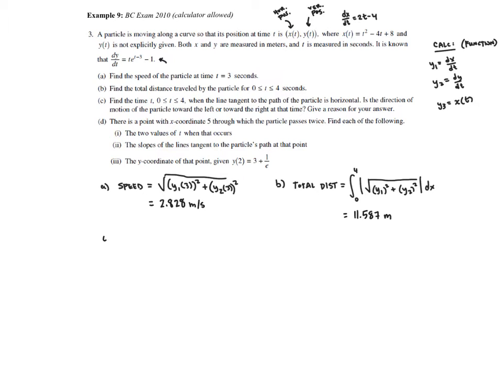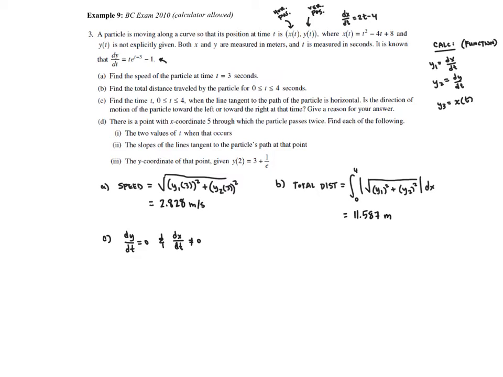Okay, part C. Part C says find the time between 0 and 4 when the line tangent to the path of the particle is horizontal. So a tangent line is horizontal when the following is true: dy/dt is equal to 0, and dx/dt is not equal to 0. If both are equal to 0, then we have a situation where the particle is at rest. Therefore, I want my horizontal change to be something other than 0. I want my vertical change to be 0, so that the tangent line is horizontal.